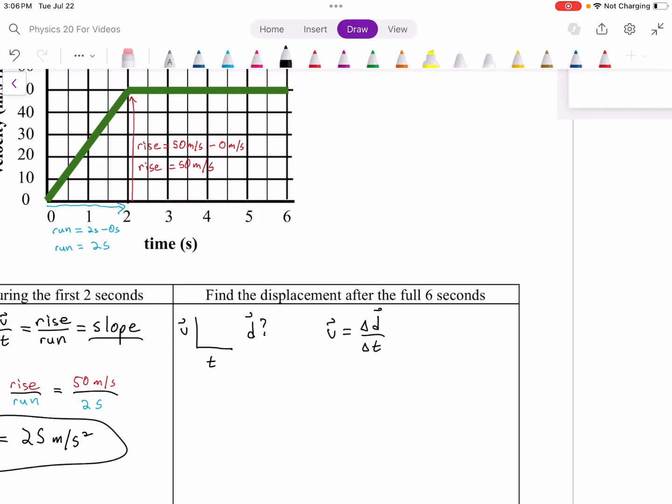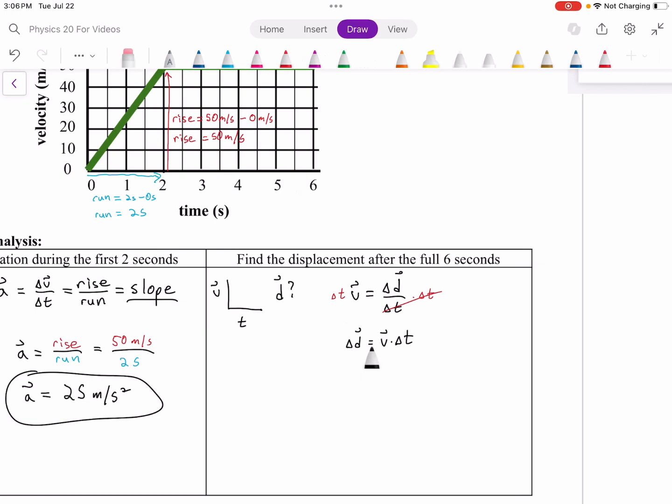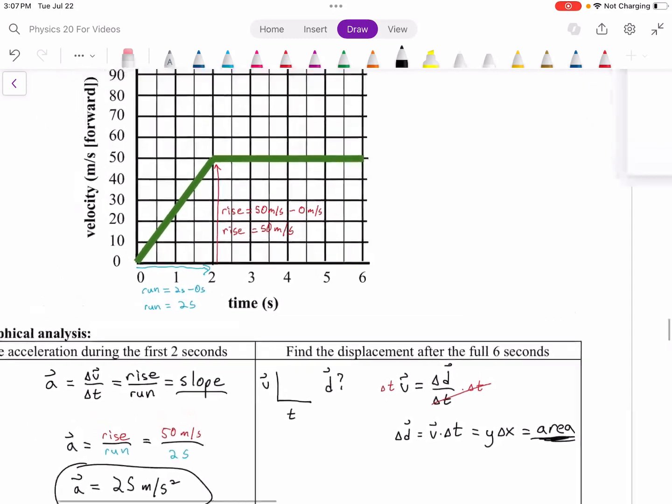Okay, but now we're trying to find the displacement. So like we always would, let's rearrange this so that displacement is isolated. Multiplying both sides by the change in time, we get that the displacement will be equal to the velocity times the time, right? And so now for graphical analysis, we say, okay, I need to find this. What am I doing with y and x, and what does that tell me, right? Well, velocity is y, and I'm multiplying it by the change in x. Y times x, not y divided by x.